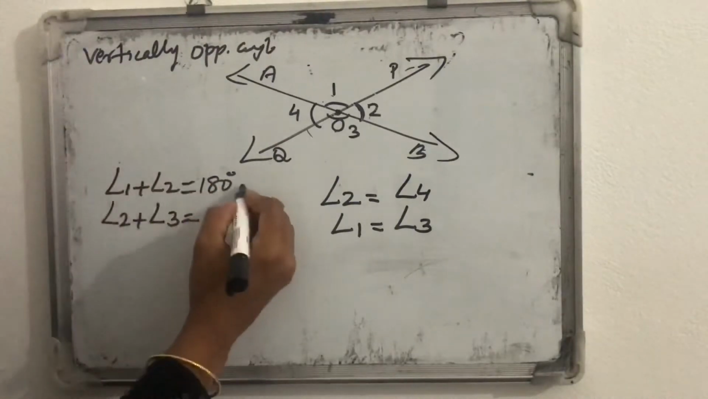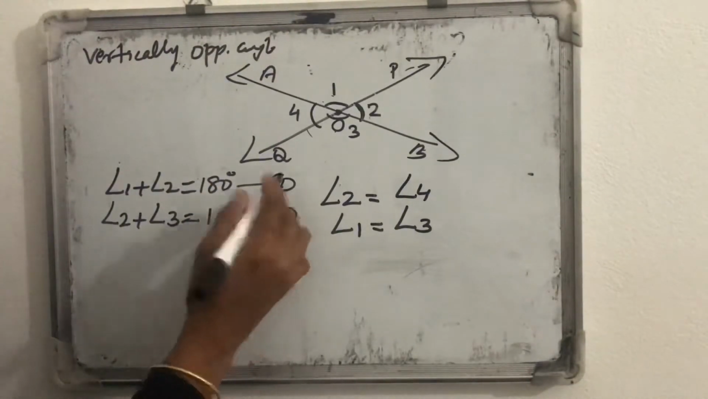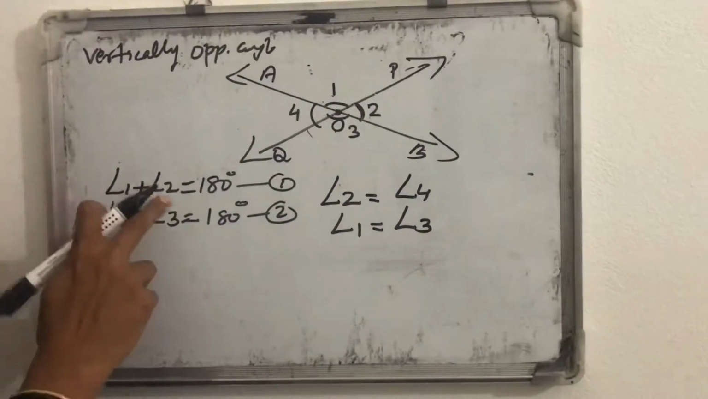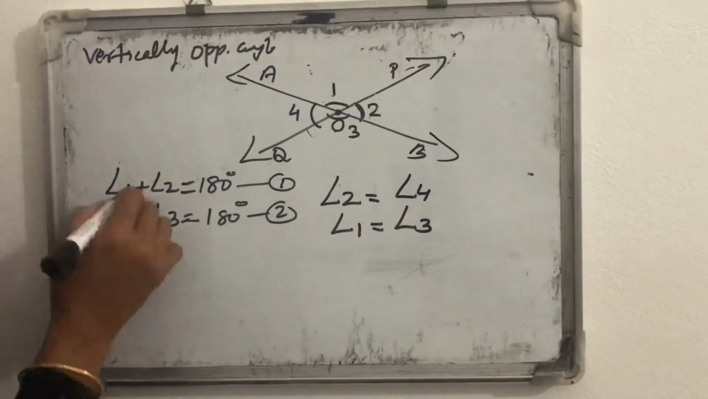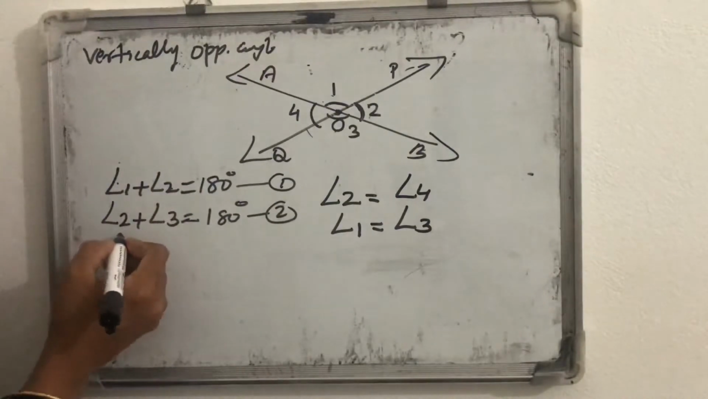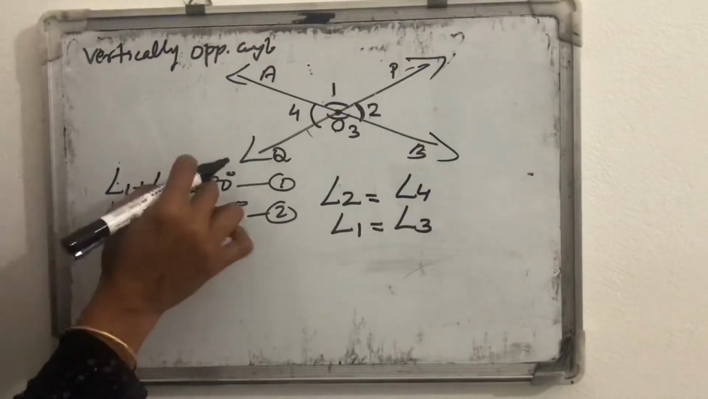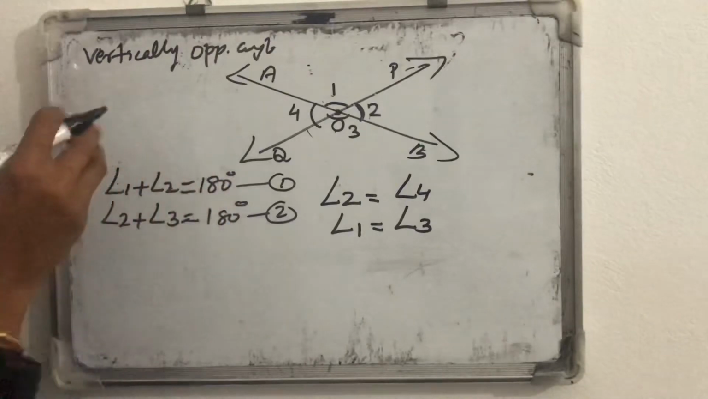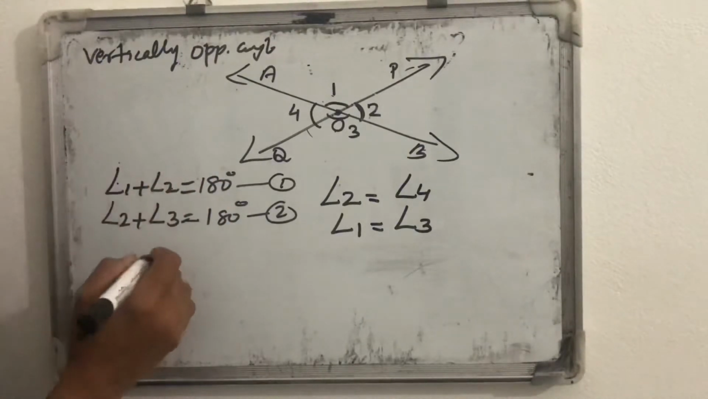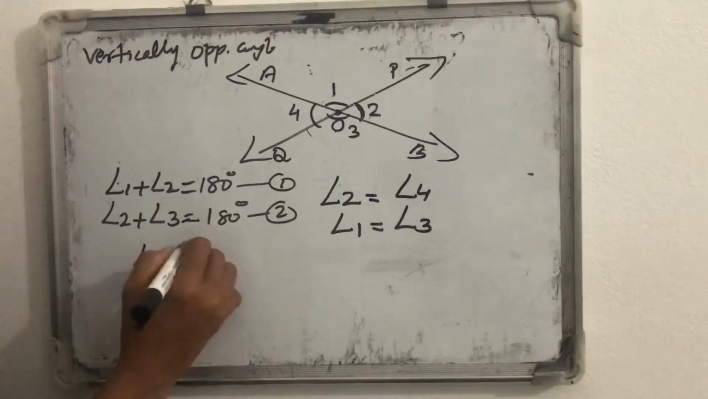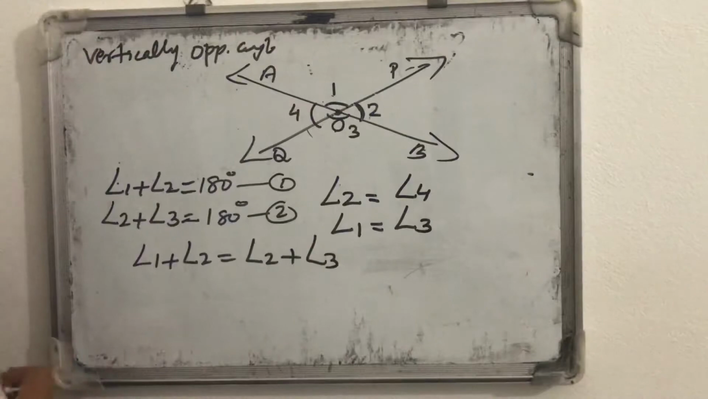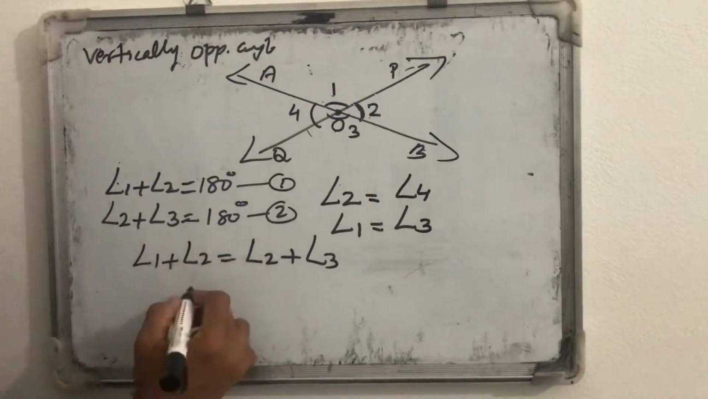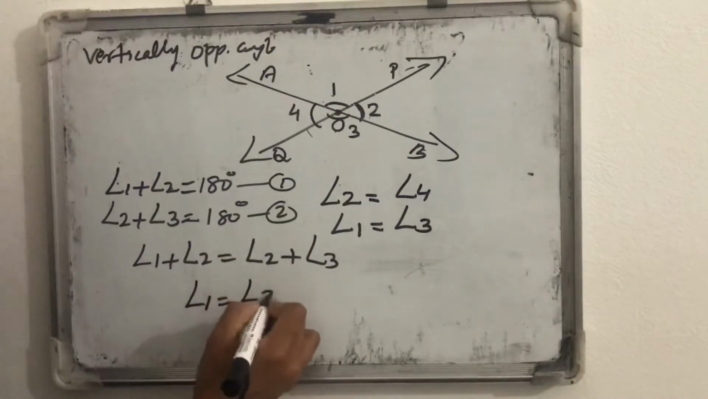Okay, from these we got two equations. First is angle 1 plus angle 2 equals 180 degrees. Second is angle 2 plus angle 3 equals 180 degrees. From this we can say angle 1 plus angle 2 will be equal to angle 2 plus angle 3. If their RHS is equal, we can say their LHS also will be equal. So from this we can say angle 1 equals angle 3.